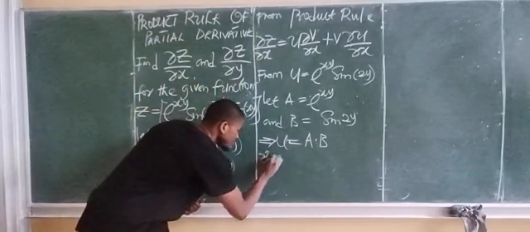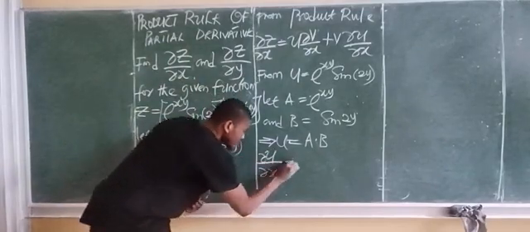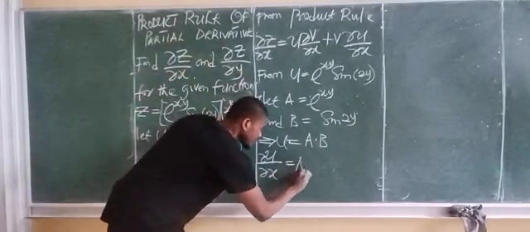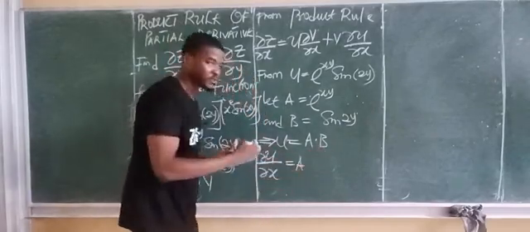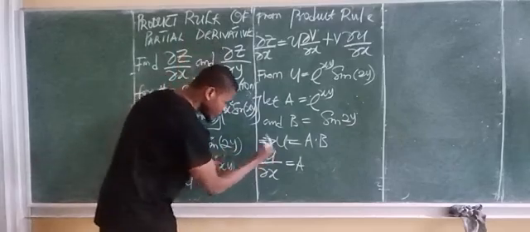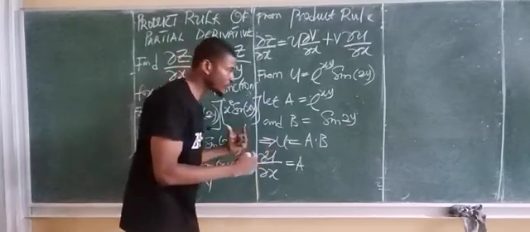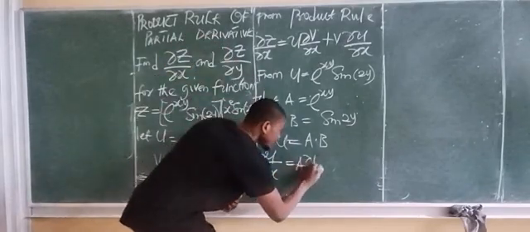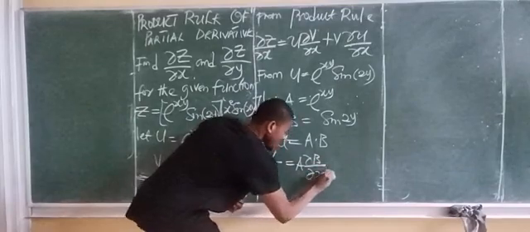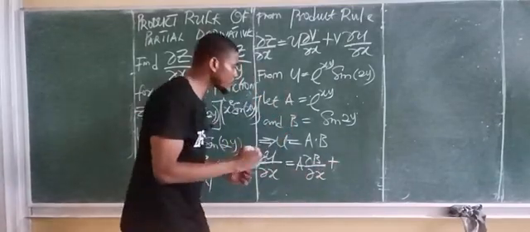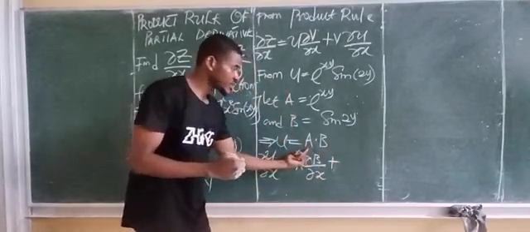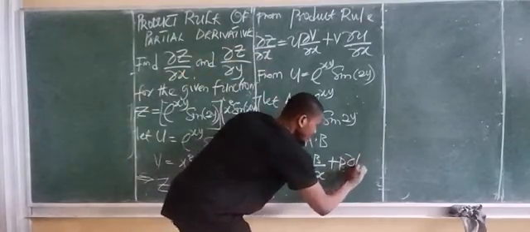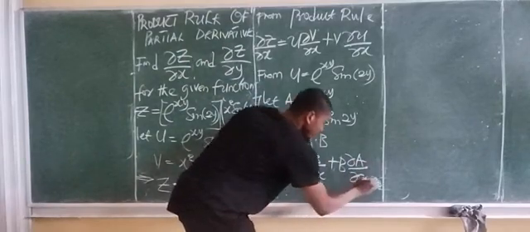Therefore, partial u partial x is equal to, from the product rule, you keep a constant, differentiate b partially with respect to x, since I'm looking for partial u partial x. So I will always differentiate all the functions with respect to x. So I will differentiate b with respect to x, plus now you keep b constant, differentiate a with respect to x. So that simply gives me b partial a all over partial x.